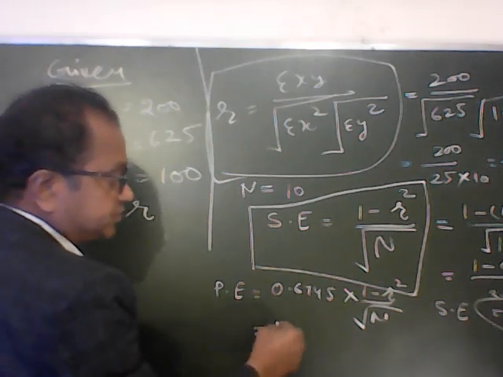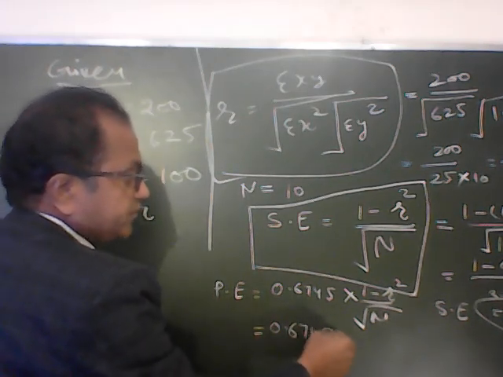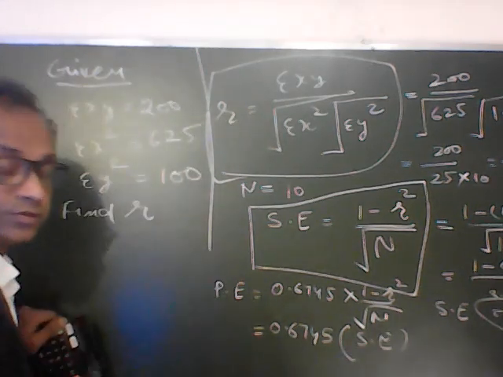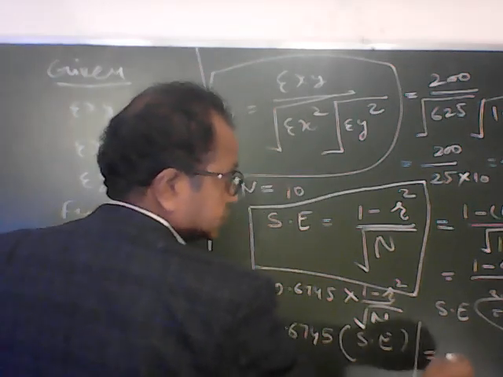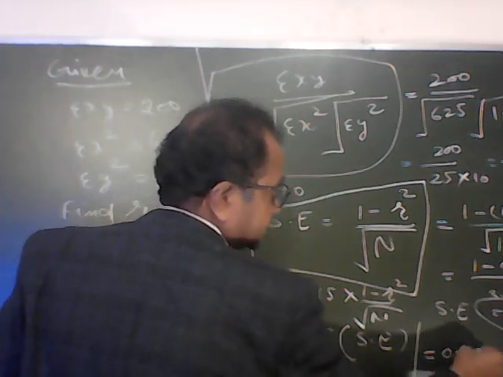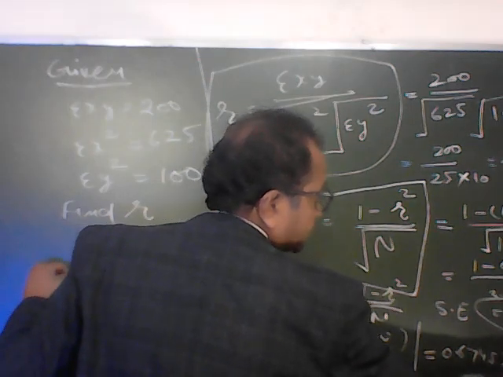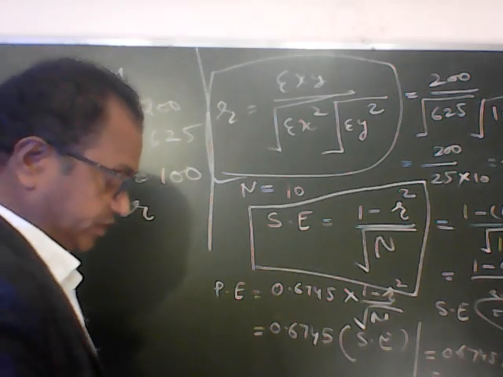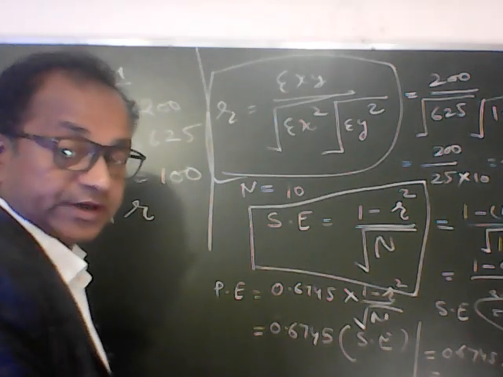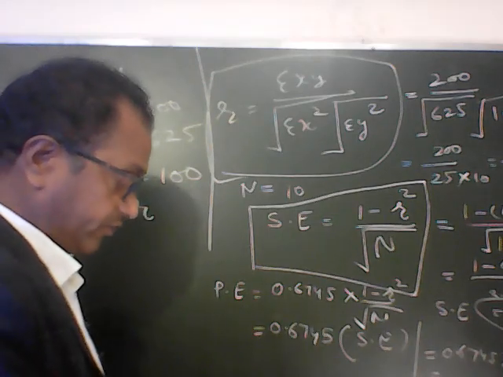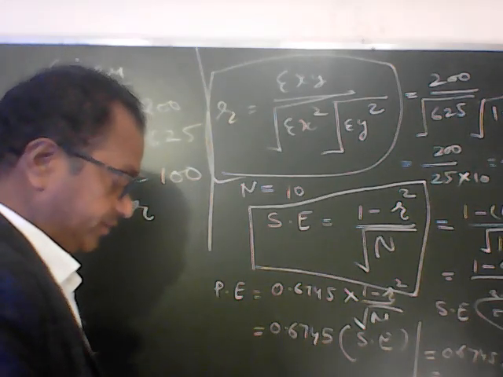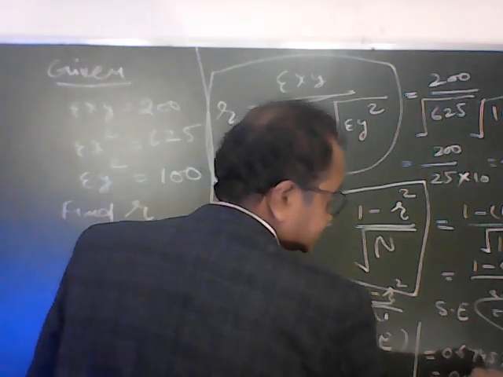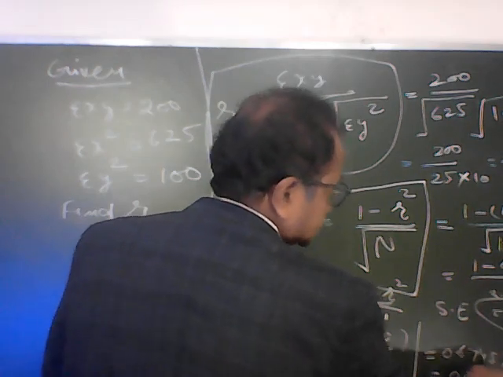So let's do it. 0.6745 into standard error equals 0.6745 multiplied by 0.113, and it will be 0.076. So this is the answer.